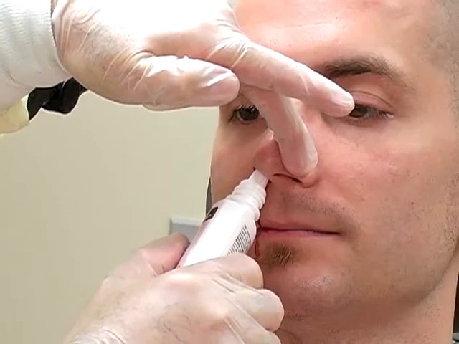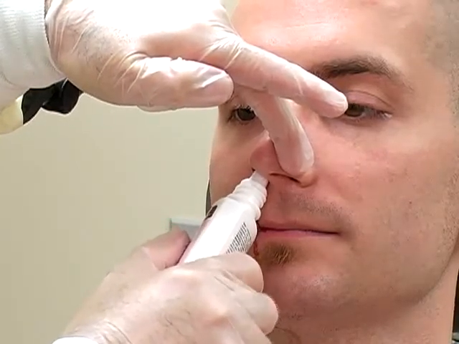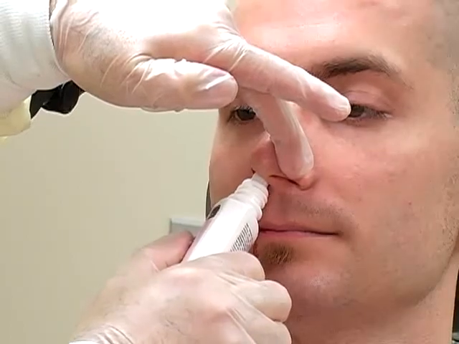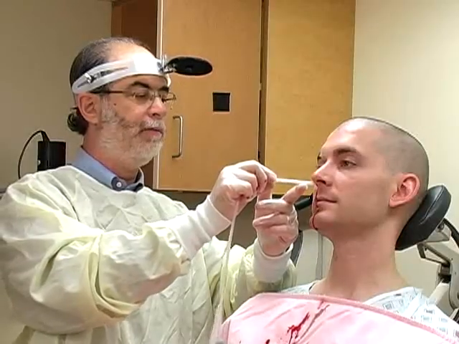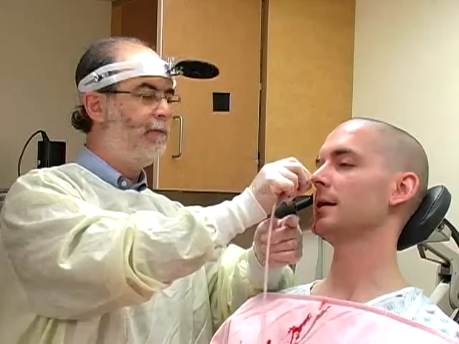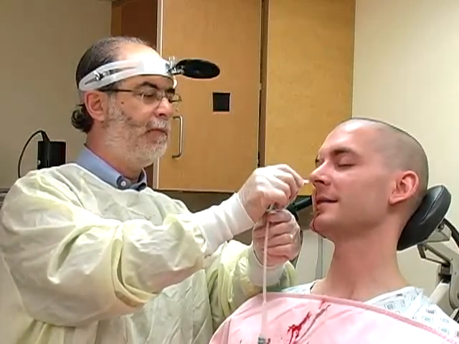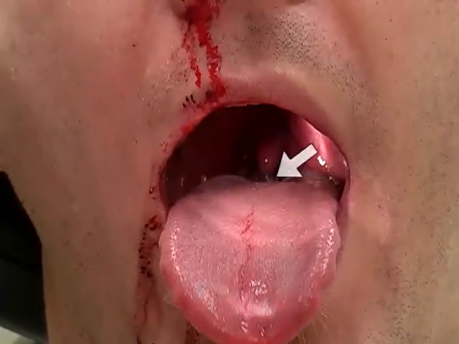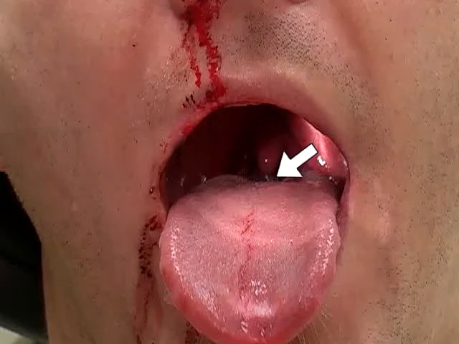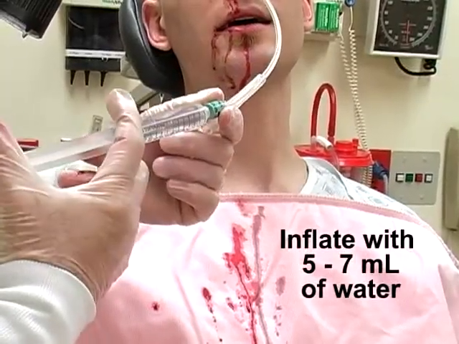Prior to placement of the posterior pack, remember to pre-treat the nasal cavity with a vasoconstricting agent and a topical anesthetic. Gently insert the Foley catheter into the nose and advance it parallel to the floor of the nasal cavity until the tip of the catheter can be seen in the posterior oropharynx through the mouth. Inflate the balloon with 5 to 7 milliliters of water, and then gently pull the catheter anteriorly until it becomes firmly seated against the posterior nasal cavity.